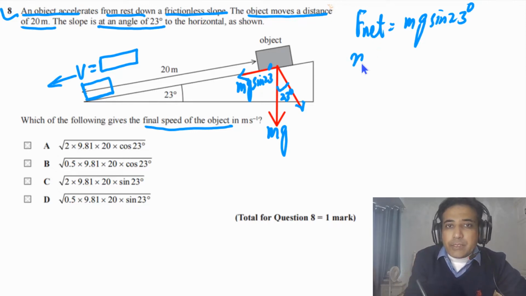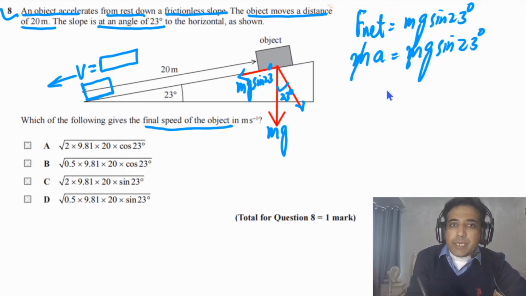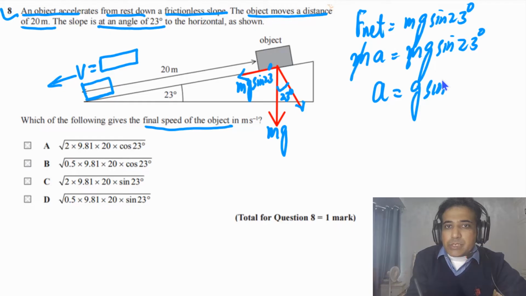So from here we can find out the value of a. So we can say ma will be equal to mg sine of 23 degrees. We can cancel m with m, so a in this case is equal to g sine of 23 degrees.